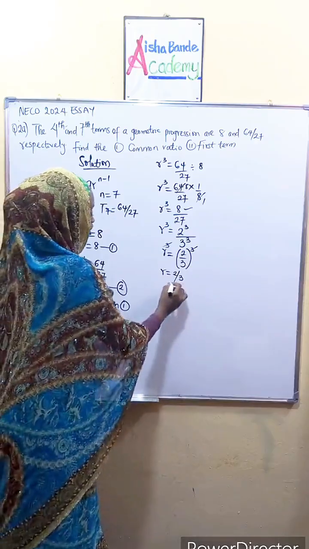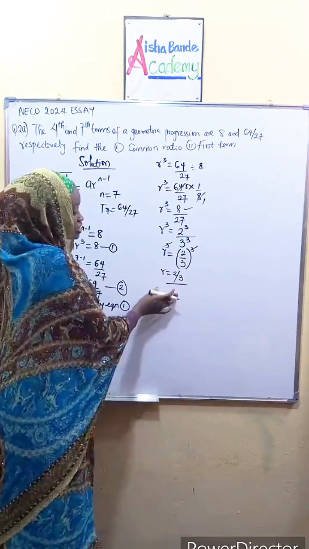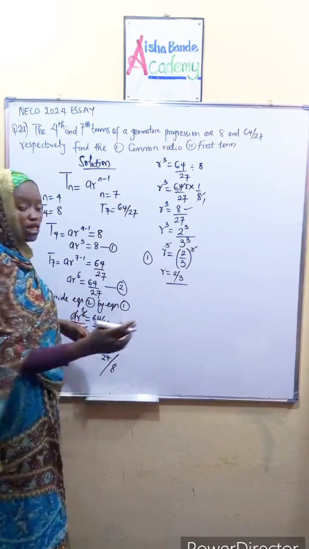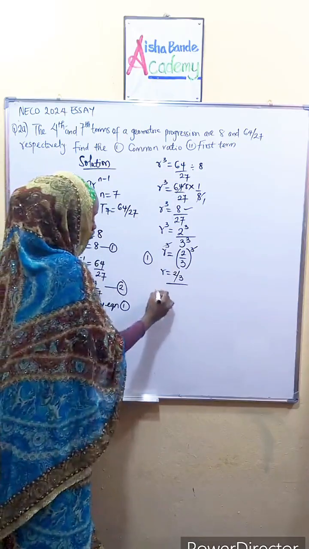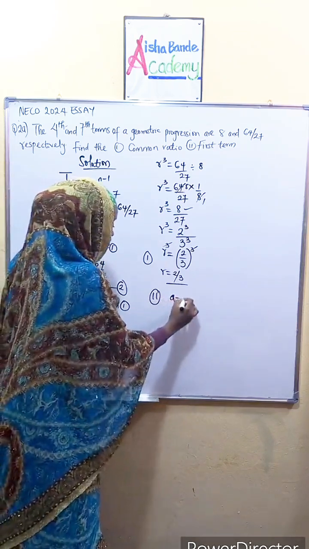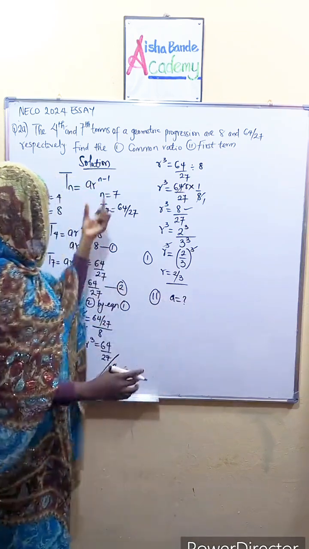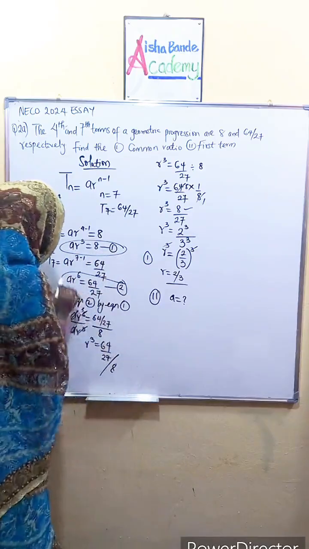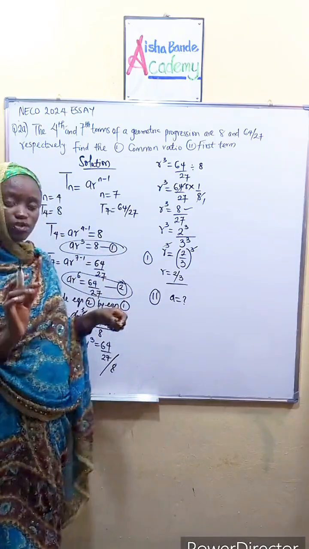Now let's move on to the next one, which is for us to find the first term. The first term is a. a is the first term, so this is the unknown. We can pick either equation 1 or equation 2, any of our choice. All we need to do is look for the value for a by substituting the value for the common ratio r as 2 over 3.